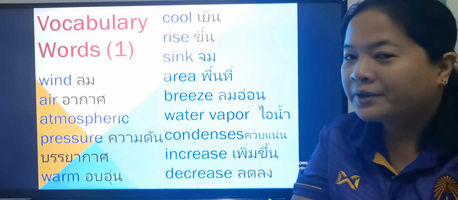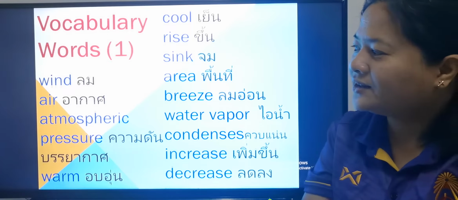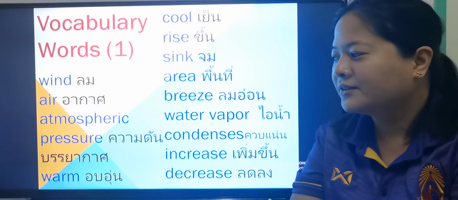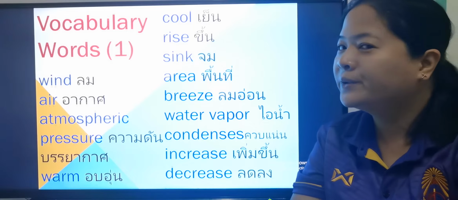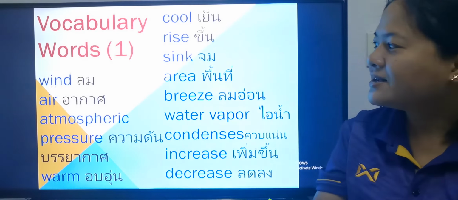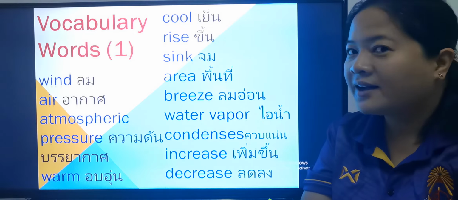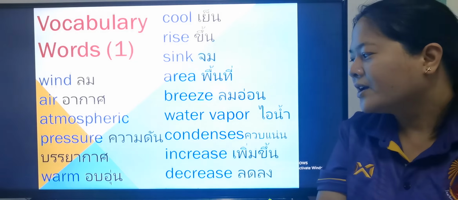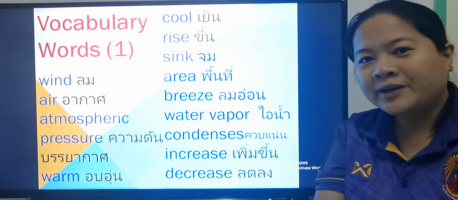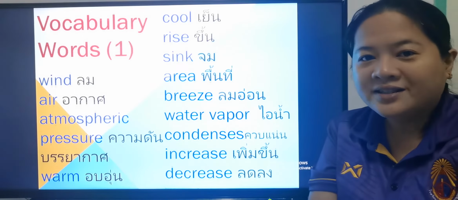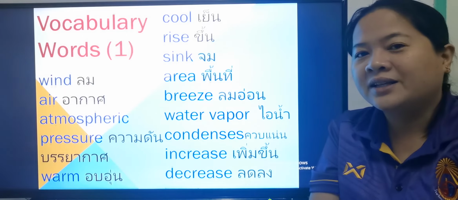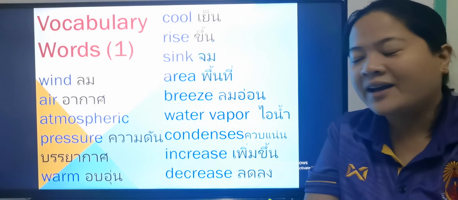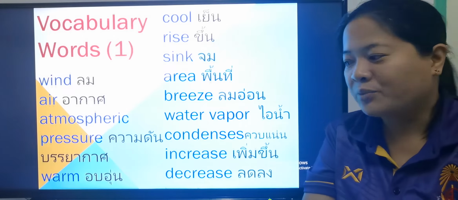Okay, so read with me: wind, air, atmospheric pressure, warm, cool, rise, sink, area, breeze, water vapor, condenses, increase, and decrease. So these are the words that we learned last meeting. I hope by now that you're familiar with most of them. You know the meaning in Thai so that you'll understand our lesson more, okay?